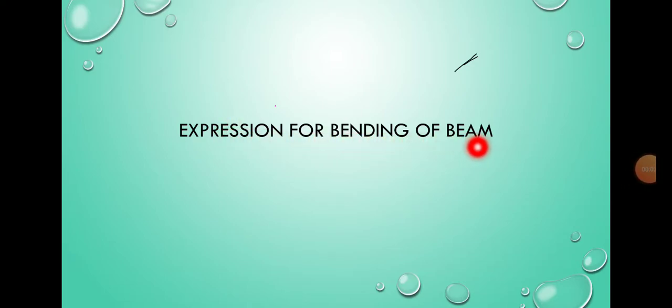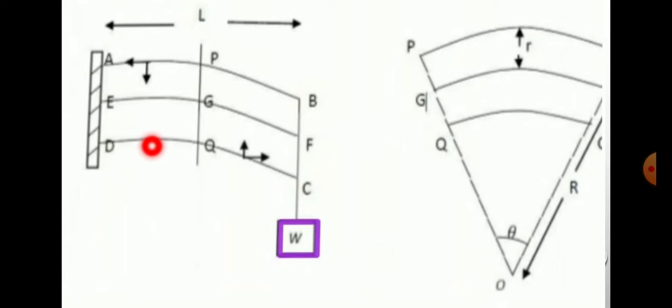Expression for bending of a beam. For discussing this expression, we have to consider the beam. Let us consider beam ABCD having the length L. AD is fixed at one end. BC is attached to the weight.